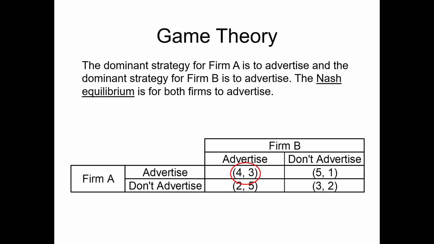This is one example. The dominant strategy for firm A is to advertise, and the dominant strategy for firm B is also to advertise. They are not concerned about what the other firm does; they just think about what they can do. And the Nash equilibrium for both firms is also to advertise here.